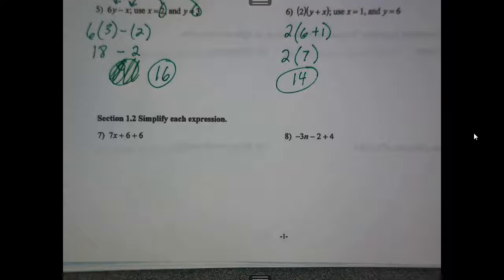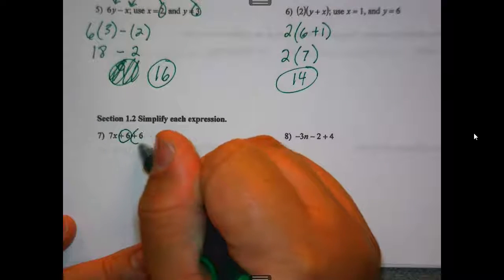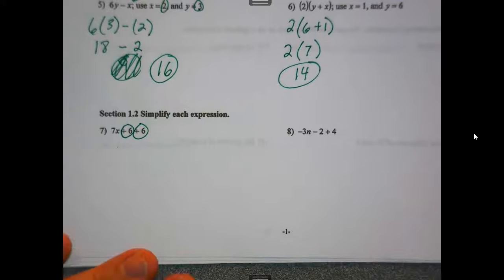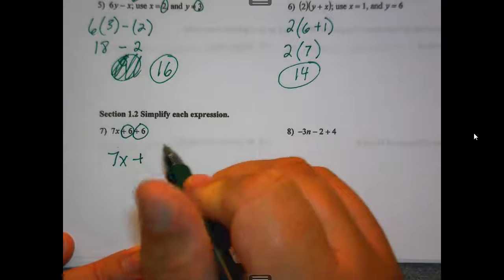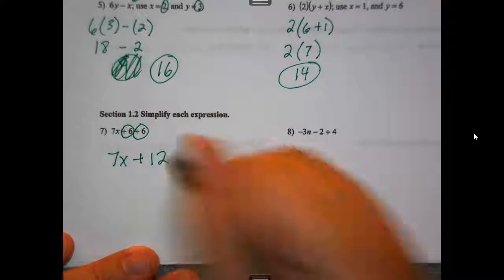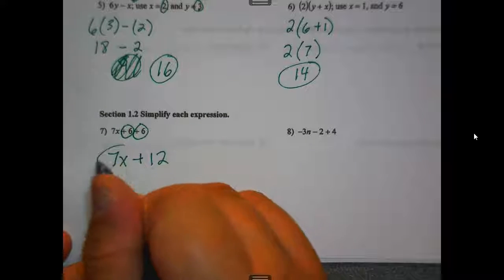Okay, simplify each expression. It's an expression, so I'm just going to have one. I don't have an equal sign. I don't need to do x equals, right? Okay, the only thing I can do here is combine these constant terms. So I have 7x plus 12. That's as far as I can go because these are unlike terms.